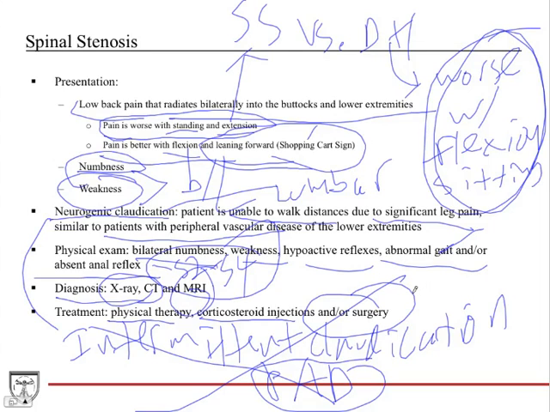Oftentimes, a lot of these patients don't have surgery because it's a structural problem. There's nothing you can do, as much physical therapy as you can. The problem is it's a structural problem. You can put as many injections in there as you want. Eventually for a lot of people, unfortunately, it doesn't do the trick. You've got to actually physically fix it with surgery.